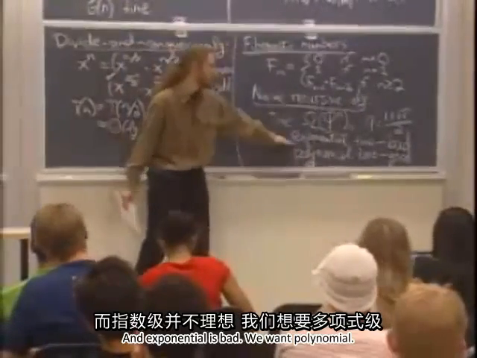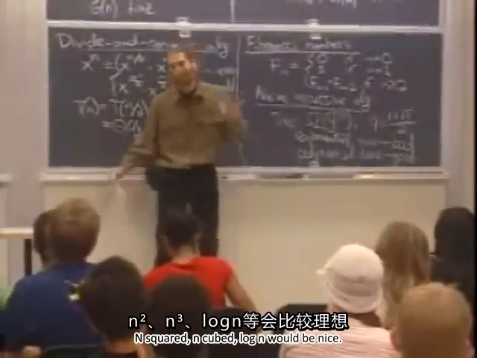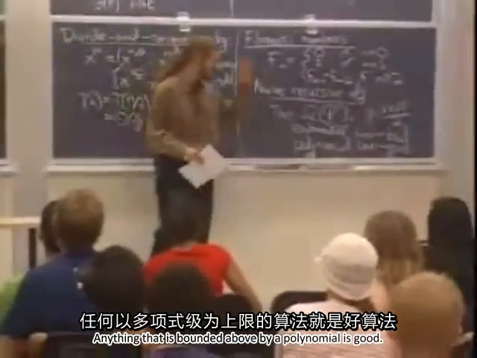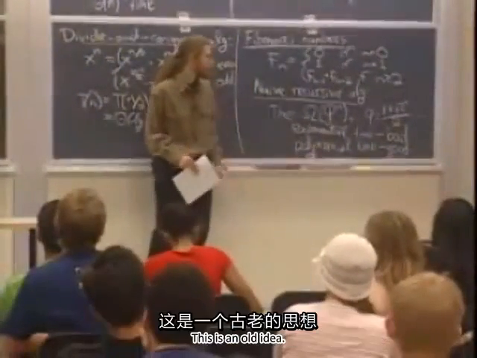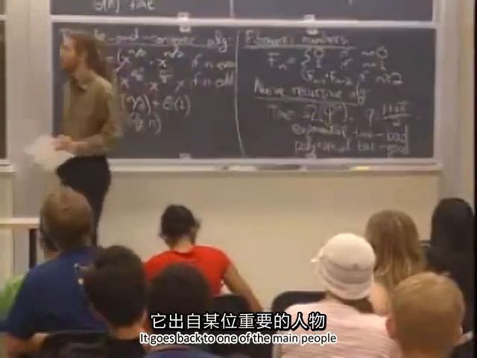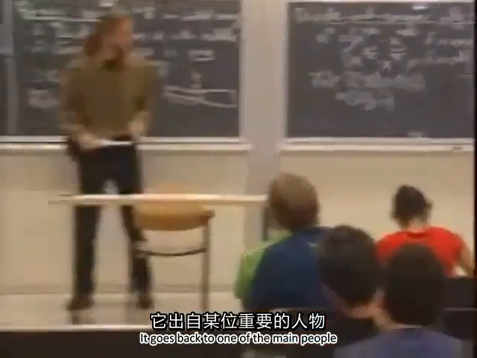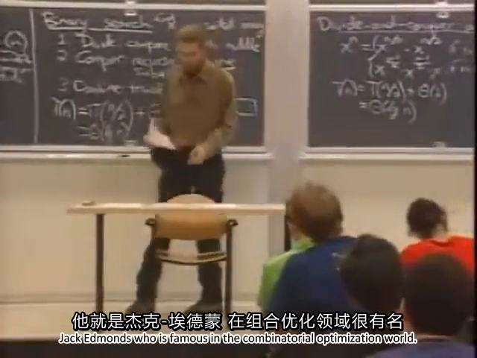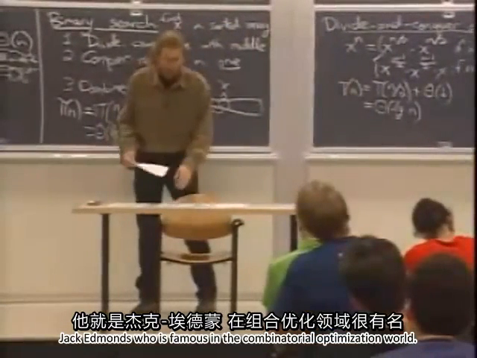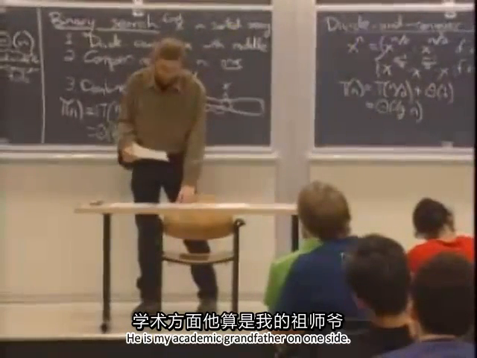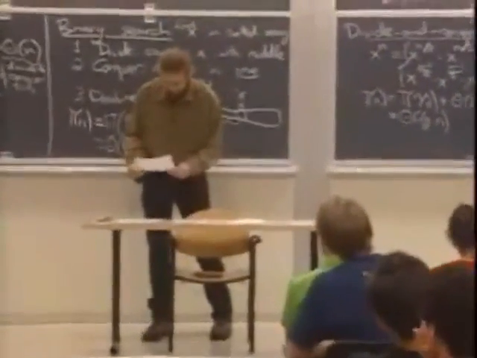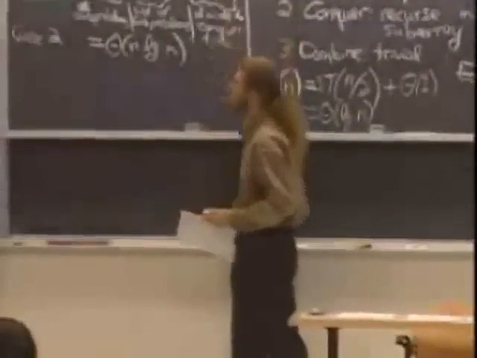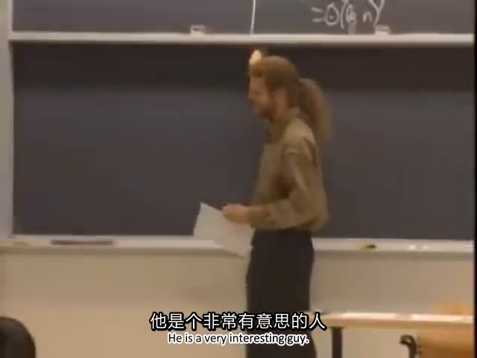And exponential is bad. We want polynomial. Okay, n squared, n cubed, log n would be nice. Anything that's bounded above by a polynomial is good. This is an old idea. One of the main people who said polynomial is good is Jack Edmonds, who's famous in the combinatorial optimization world. He's my academic grandfather on one side. He's a very interesting guy.